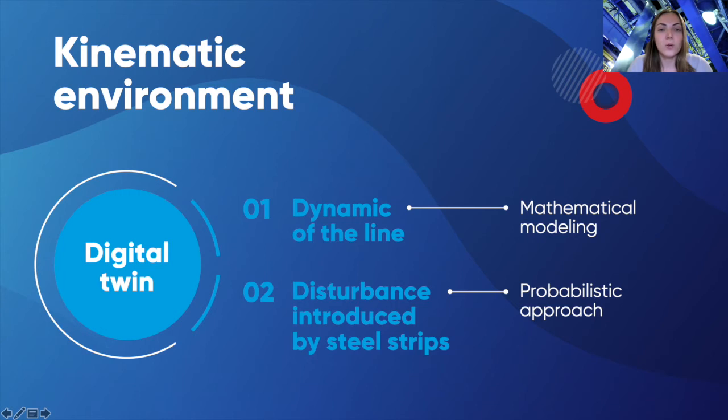The second building block of our solution is the kinematic environment. This is a digital twin of the pickling line that simulates the movement of the strip. Two main components here are the dynamics of the line itself, rules based on mechanics. This part was implemented through mathematical modeling. The second component is the disturbance that occurs because parameters of steel strips affect several technological processes. And this part was done using a probabilistic approach.